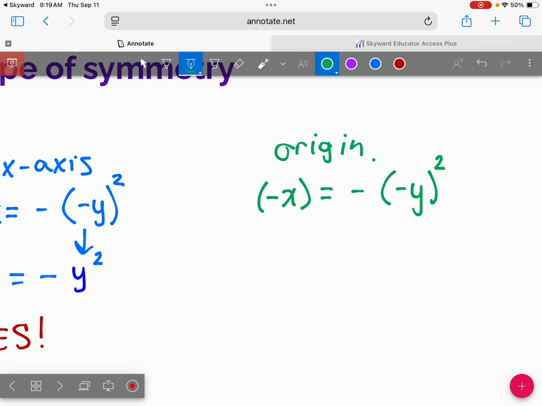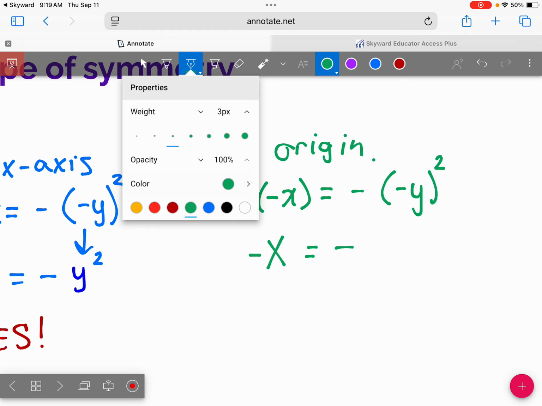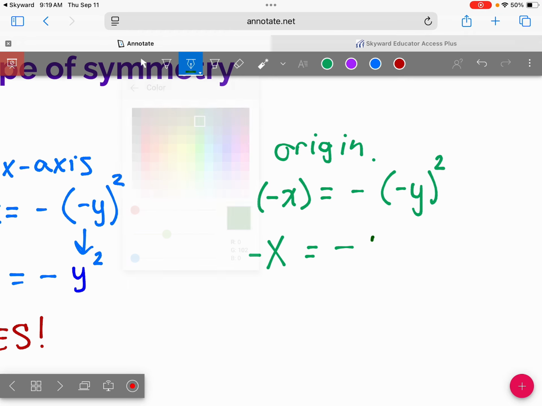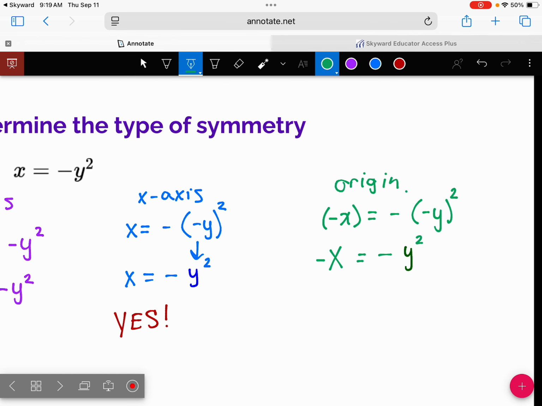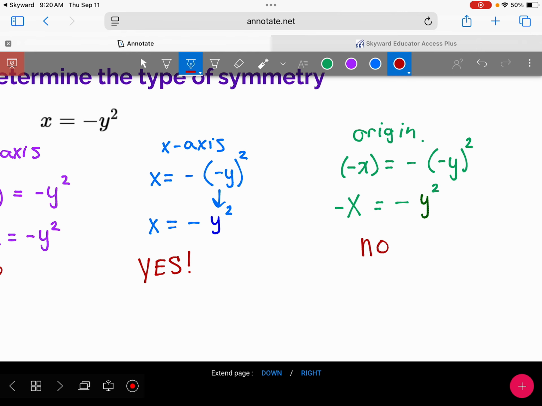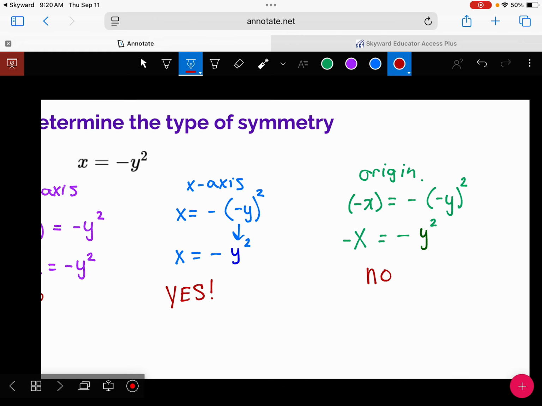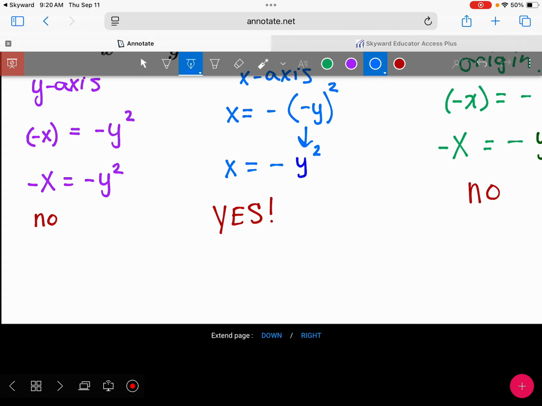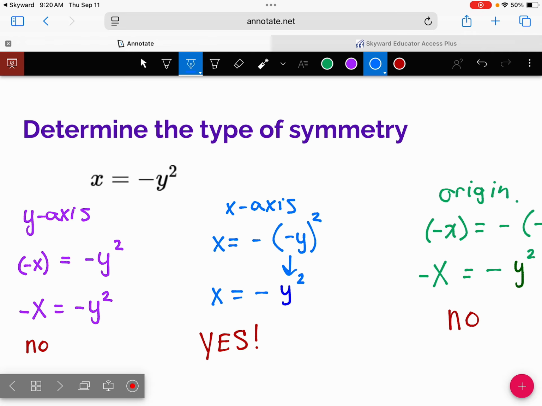The opposite of x, nothing's really happening over here, so that's just going to stay minus x. And then we have our minus y squared. That's just going to become y squared. So do we get the exact same thing we started with? No. So this does not have origin symmetry. This has x-axis symmetry only. So when it says determine the type of symmetry, this has x-axis symmetry.